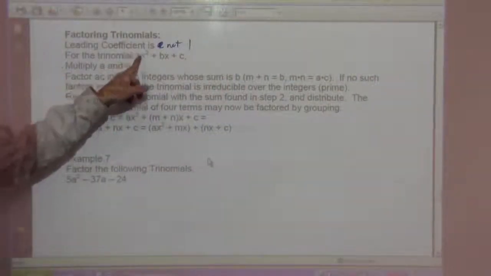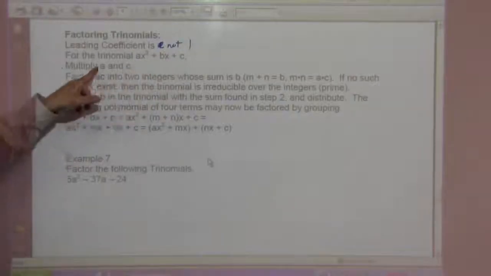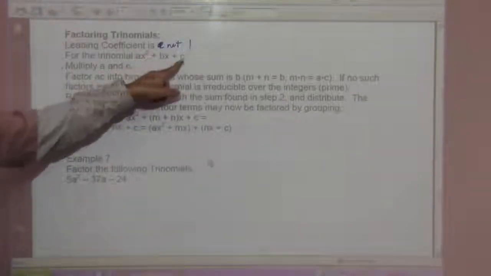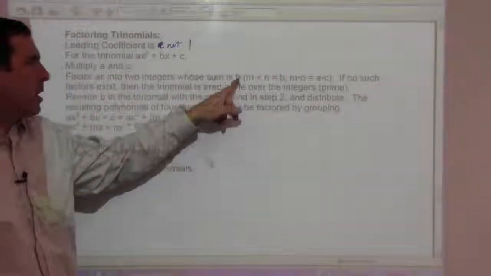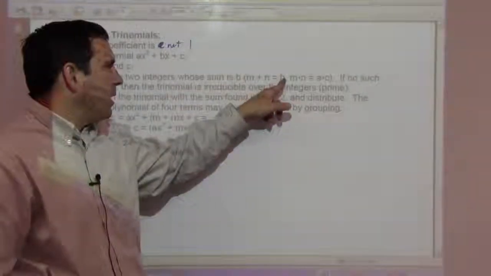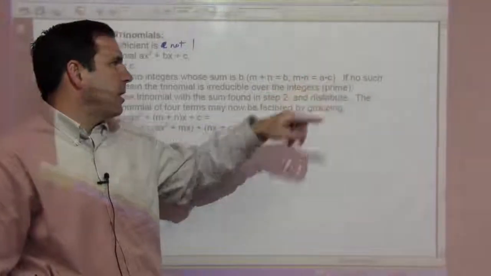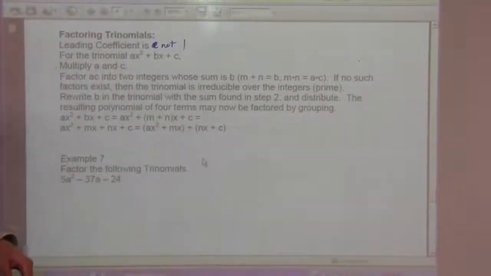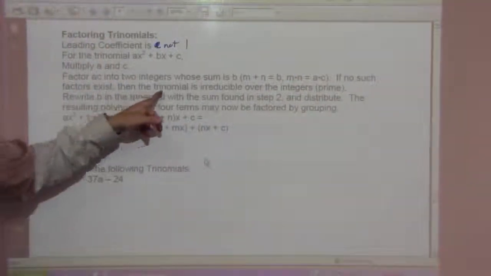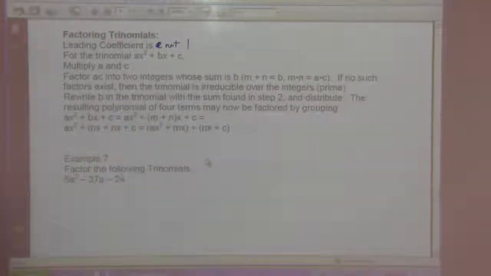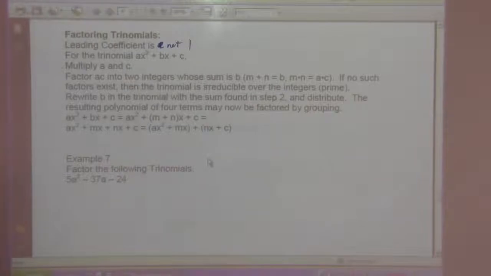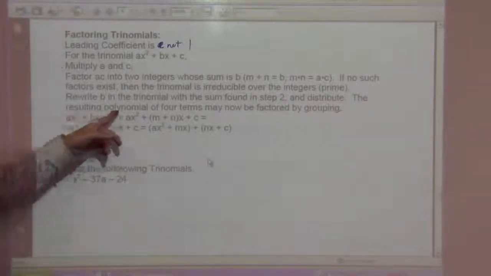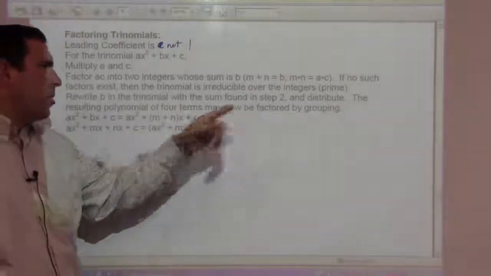So for the trinomial ax squared plus bx plus c, you're going to multiply the leading coefficient a and your constant c, factor ac into two integers whose sum is b, where m plus n is b and m times n is a times c. If no such factors exist, then the trinomial is irreducible over the integers and it's prime. So rewrite b in the trinomial with the sum found in step 2 and distribute. The resulting polynomial of 4 terms may now be factored by grouping.